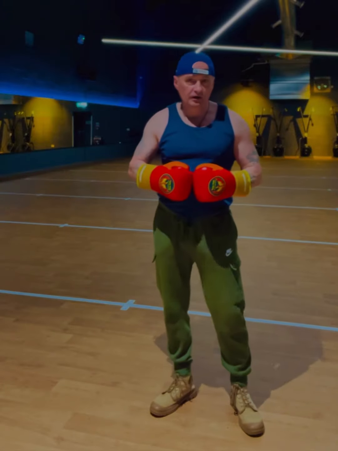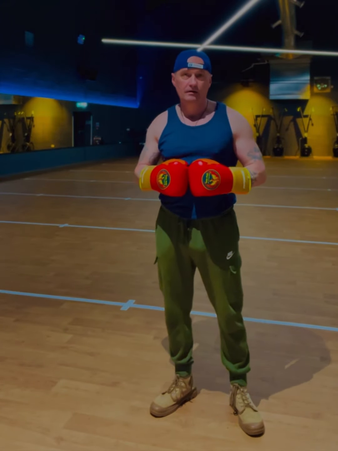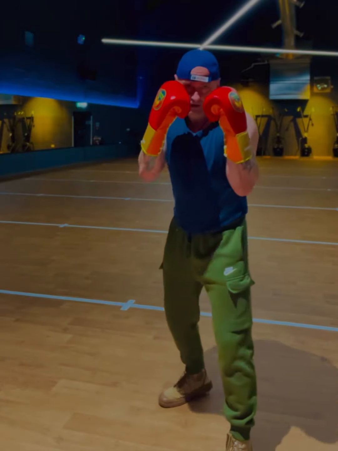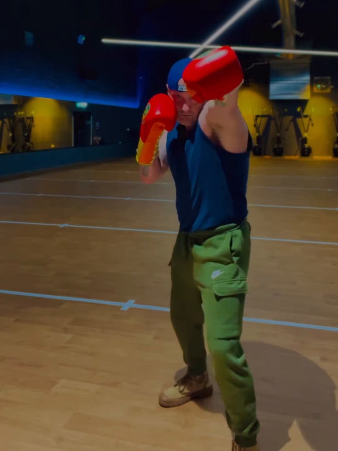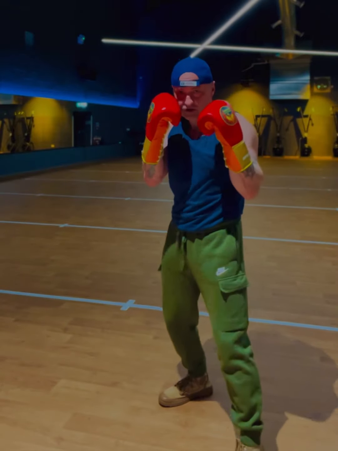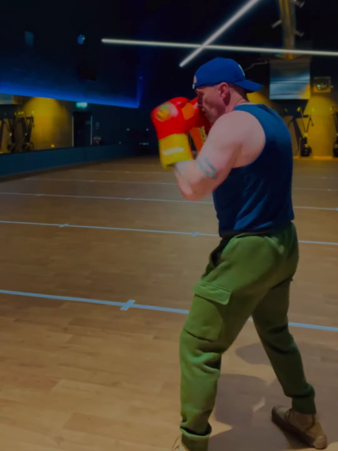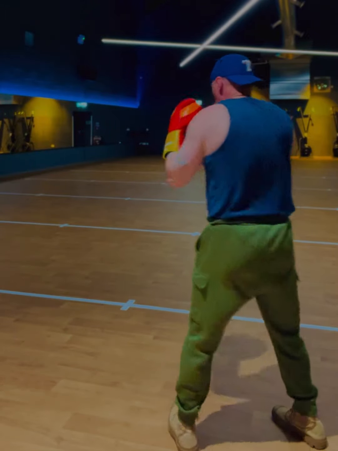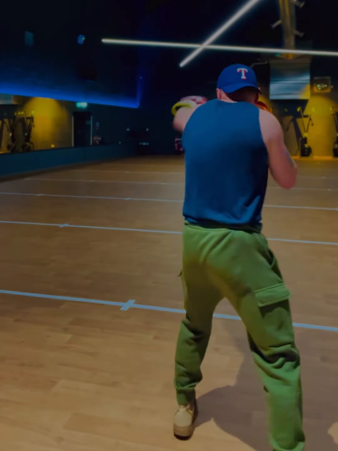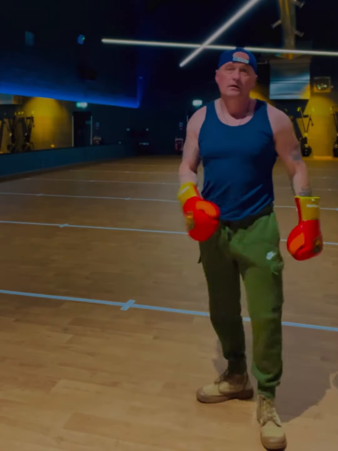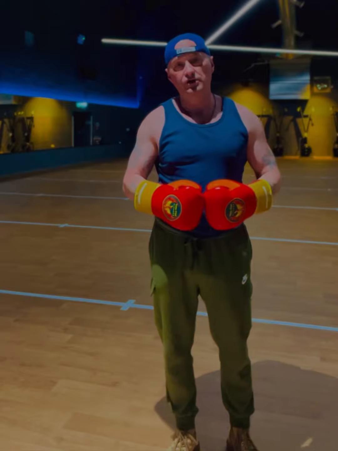Right, okay, I'm going to demonstrate the jab thrown in fairly slow time from the front. From the side. From the rear. Okay, so that's the jab. You can see the jab being thrown there.